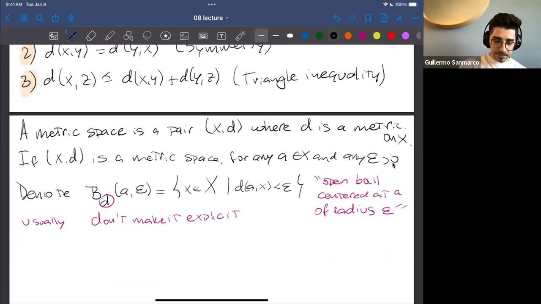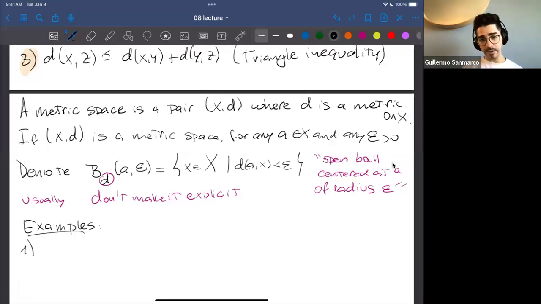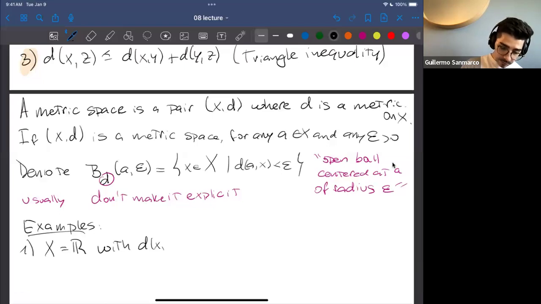Okay, examples. Of course, we're going to start with the example that we're basing everything on here. So example 1, which should maybe be called example 0, is you start with X to be the reals with the usual distance from x to y, the absolute value of x minus y. So this is going to be a metric space. That's the usual one.